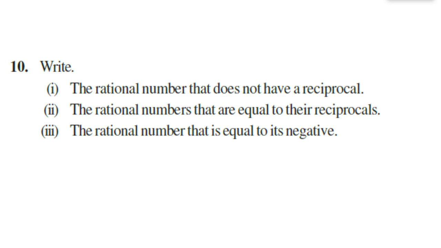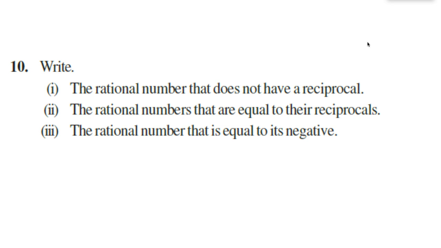The rational numbers that are equal to their reciprocal, the number and its reciprocal are equal. Take 1. What is the reciprocal of 1? Yes, 1 means 1 by 1. Its reciprocal is also 1 by 1. That means the reciprocal of 1 is 1 itself. What about negative 1? The reciprocal of negative 1 is also negative 1 only. Therefore, the rational numbers that are equal to their reciprocal are 1 and negative 1.